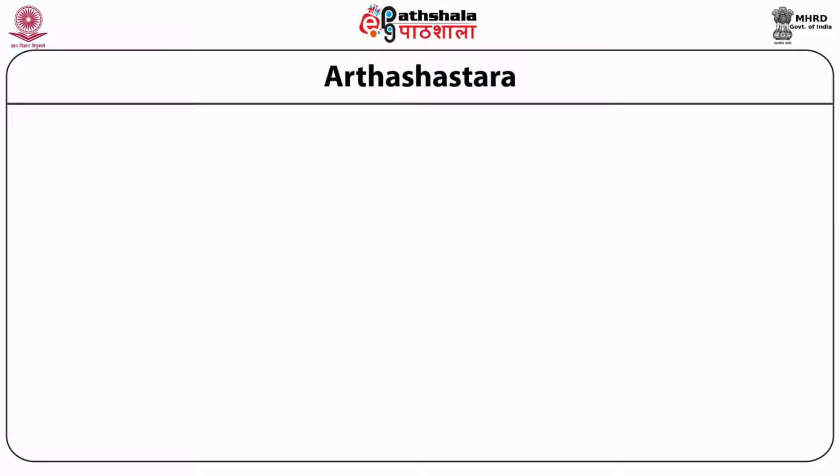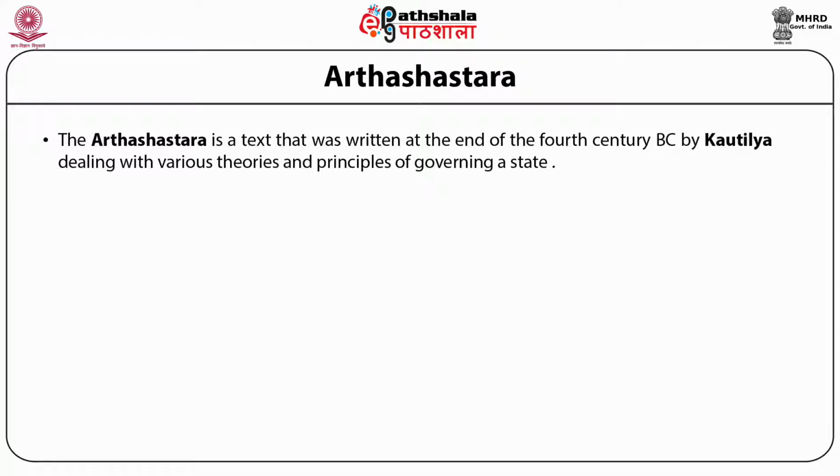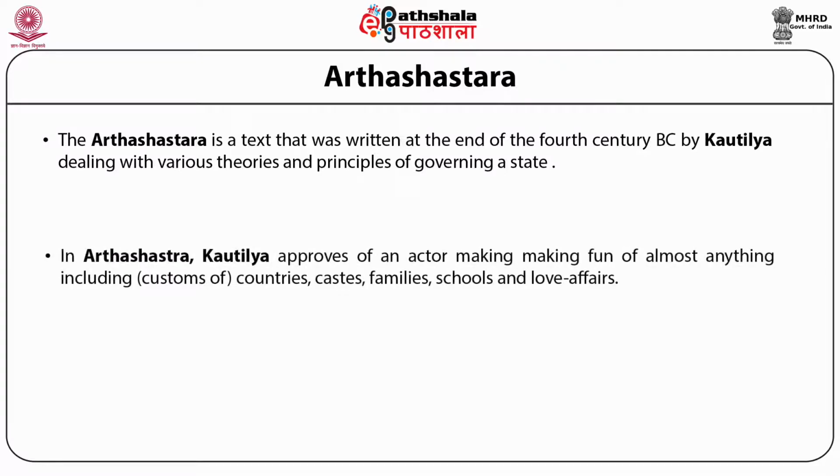Now let's come back closer to home and the Arthashastra. The Arthashastra is a text that was written at the end of the 4th century BC by Kautilya, dealing with various theories and principles of governing a state. In Arthashastra, Kautilya, or Chanakya as he is known, approves of an actor making fun of almost anything, including customs of countries, castes, families, schools, and love affairs.